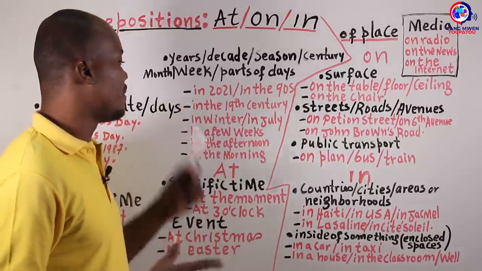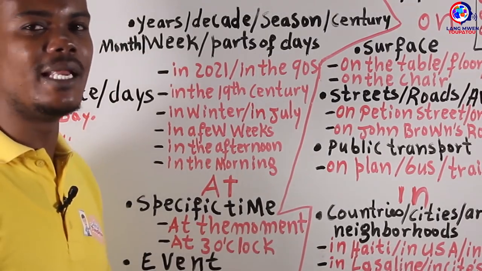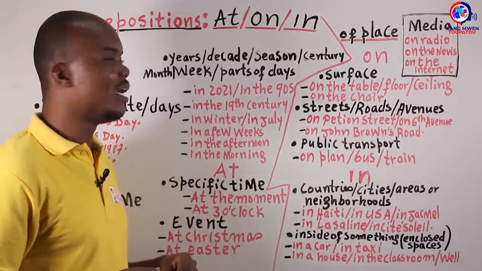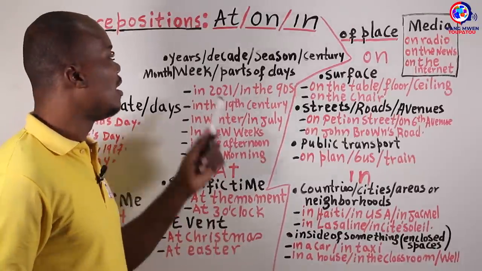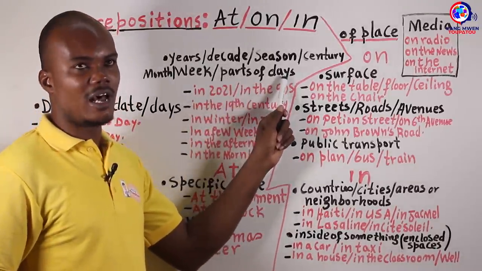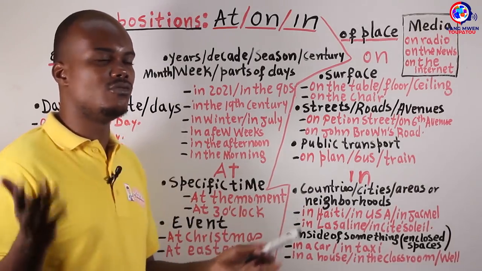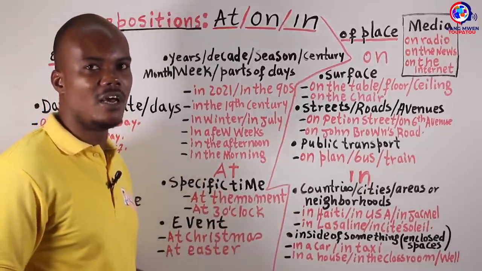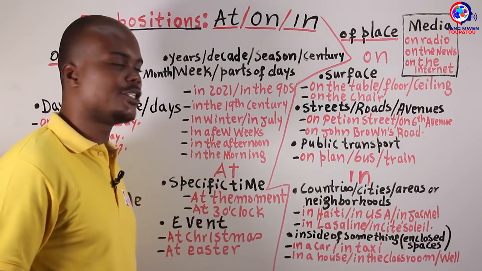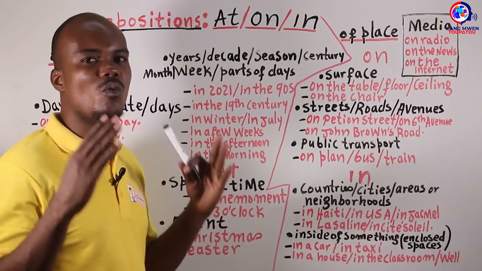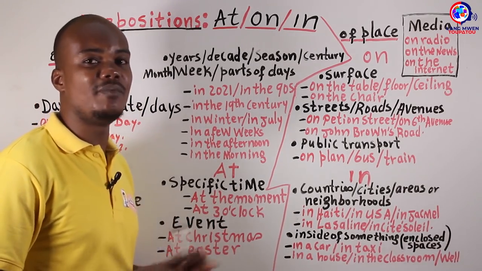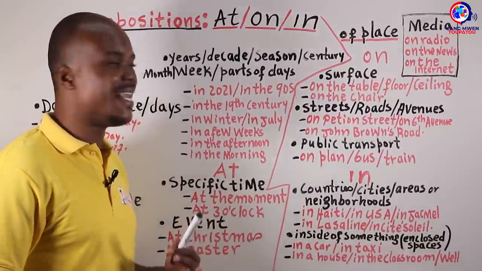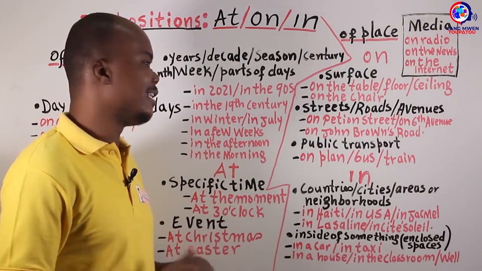And before week, you can use preposition in, for example, in a few weeks. You say in a few weeks. When talking about week, you can use preposition in. And next, you can use preposition in with parts of days. For example, you can say in the afternoon, in the morning, in the evening. You can use preposition in to say these. Okay, remember, you use preposition in before year, before decade, before season, before century, before month, before week, and before parts of days. I think you understand now.